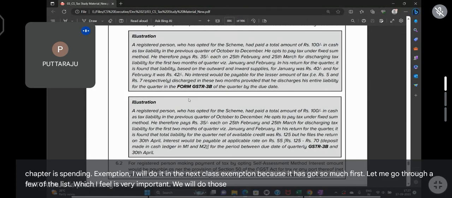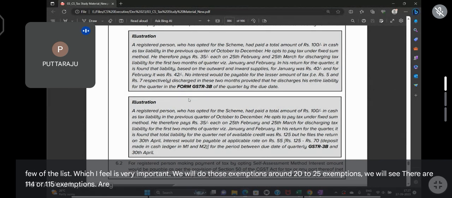Those exemptions: around 20 to 25 exemptions we will see. There are 114 or 115 exemptions; out of that we will see 20-25. The others are not that important. Okay.